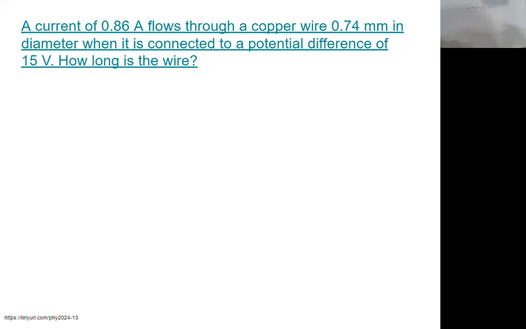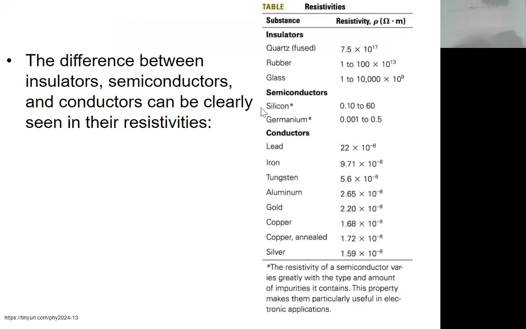For a copper wire, you can look it up in the previous table. There are two types of copper wires. We are going to take this one because it didn't specify that it's annealed. So the resistivity of copper is 1.68 times 10 to the minus 8 ohm meters.